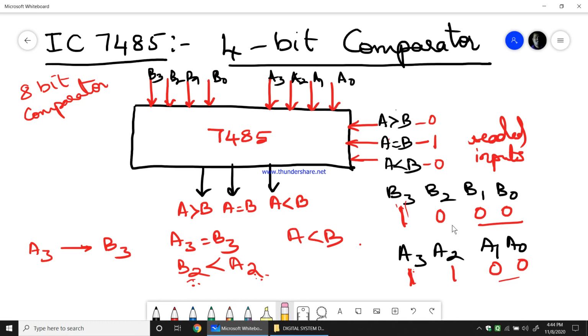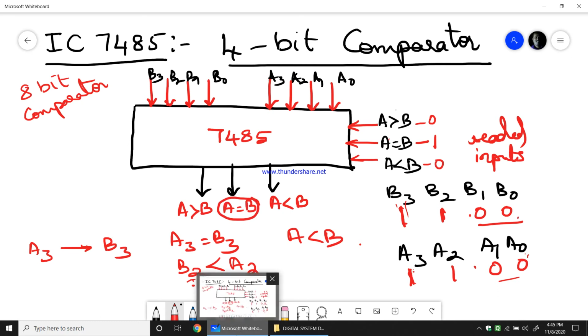Now, for example, think this is 1 and this is 1. So how your comparator will work is it compares B3 and A3. B3 is equal to A3 here, both are 1. Then it compares B2 and A2. Again, both are equal. Then it compares B1 and A1. B1 is 0 and A1 is 0, both are equal. Then finally, it compares B0 and A0, and again both are equal. Then it gives the output as A equals B.